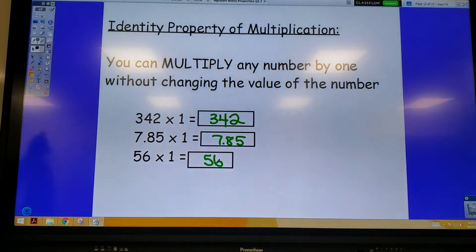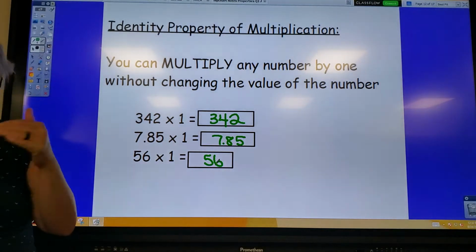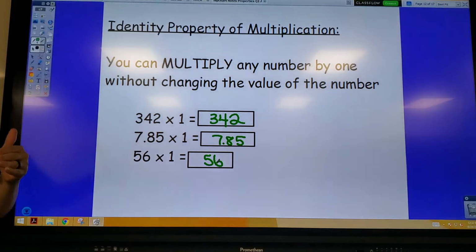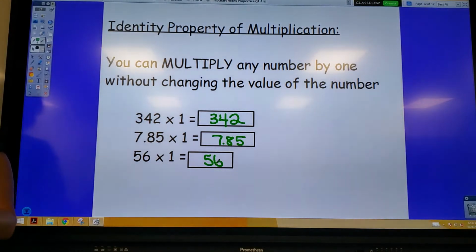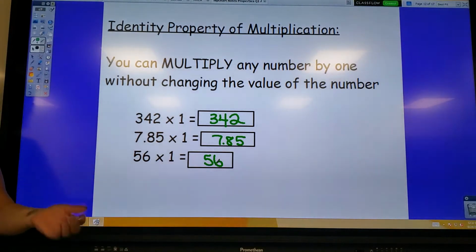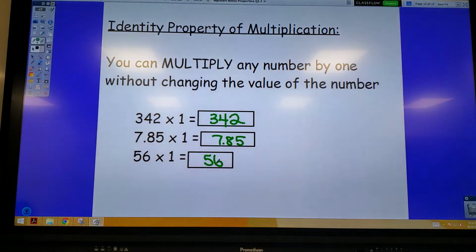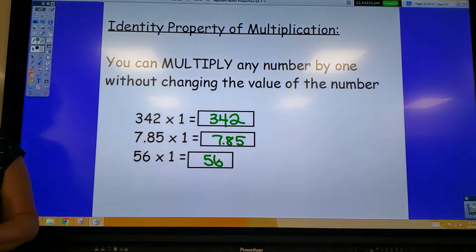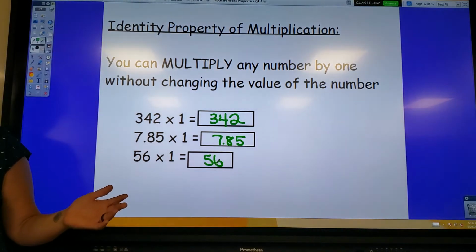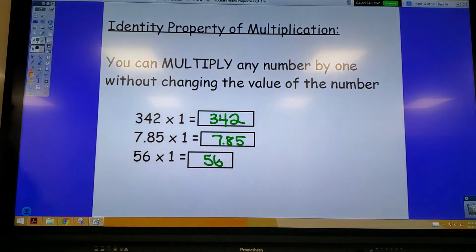So, in review, before we move on, we have 2 more properties to talk about. We have the commutative property, which is changing the order of the digits when you add or multiply. The associative property is changing the grouping, the parentheses, to make it easier to add or multiply. The identity property of addition says you can add 0 without changing the value. And the identity property of multiplication says you can multiply by 1 without changing the value.